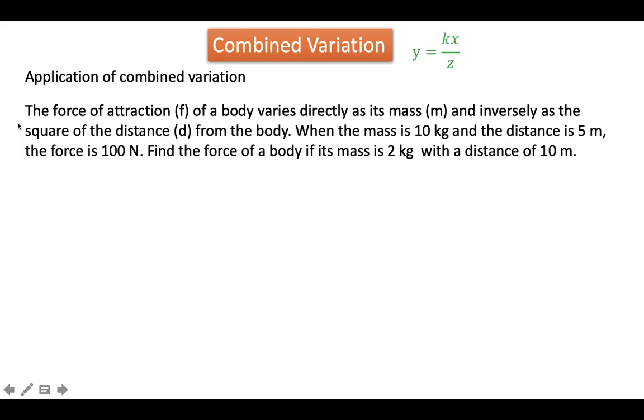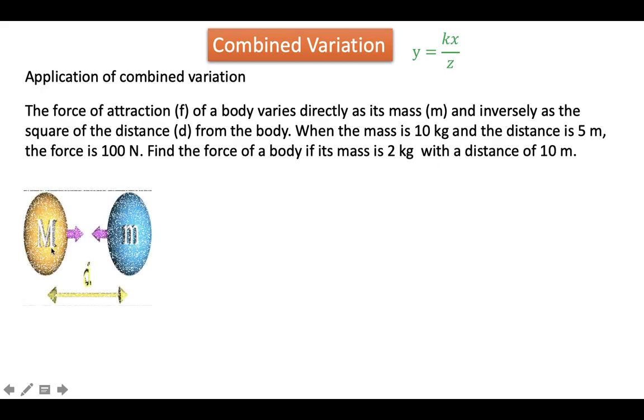Given the force of attraction F of a body varies directly as its mass and inversely as the square of the distance from the body. When the mass is 10 kilograms and the distance is 5 meters, the force is 100 Newton. Find the force of a body if its mass is 2 kilograms with a distance of 10 meters. So this is the sketch of our given.